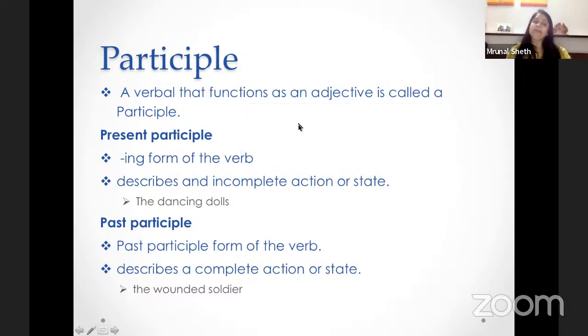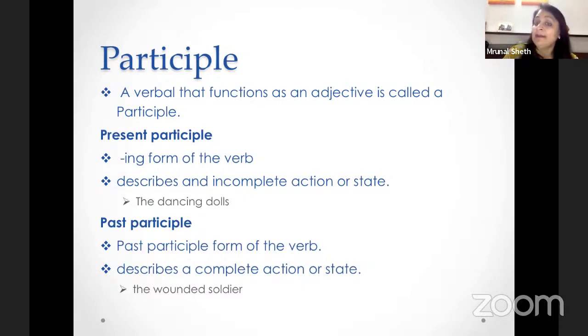Okay, so I guess there are no questions about participles or gerunds. I'm going to move on, and we'll learn about participles. Now again, participles are verbals, right? They are non-finite verbs. A verbal is another name for non-finite verbs. There are many names, okay? Grammar can be confusing. But a participle is a verbal that functions as an adjective.